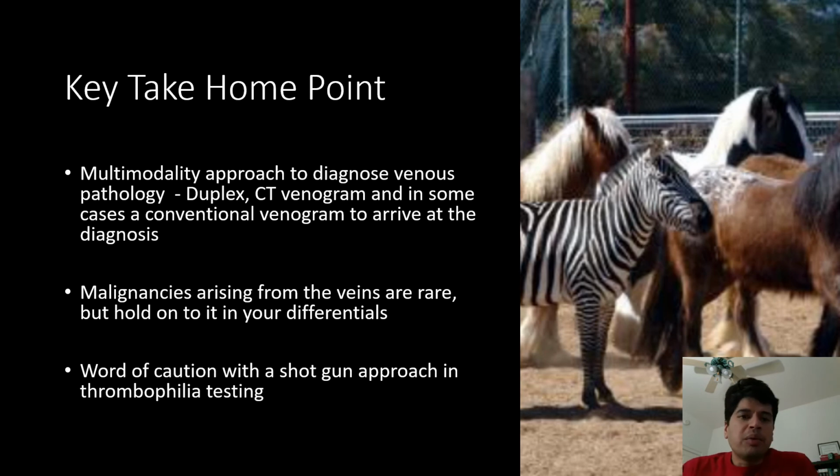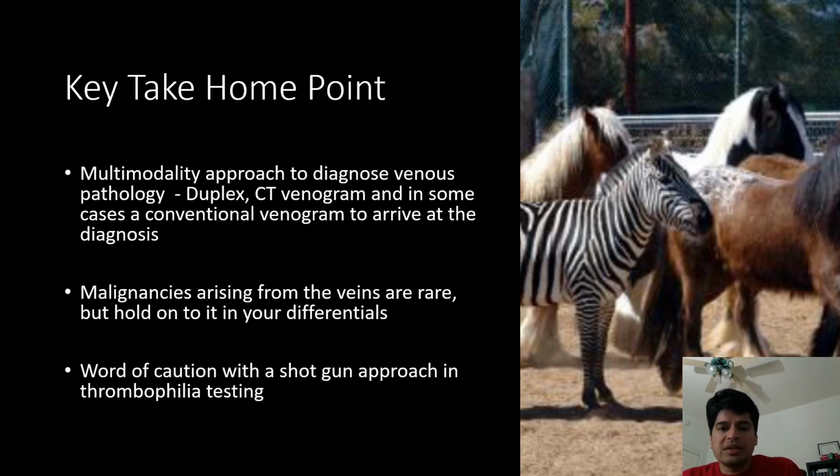Few quick take-home points. In venous cases, sometimes the diagnosis is obvious. You get a venous duplex, a CT venogram, you get the diagnosis. Sometimes it's not so simple and straightforward, and in those cases, don't hesitate to proceed with the venogram to actually get the diagnosis. You need a multimodality approach in these complex cases, zebras as we would call it. Malignancies are rare, and if things don't add up, just keep it in one of your differentials.